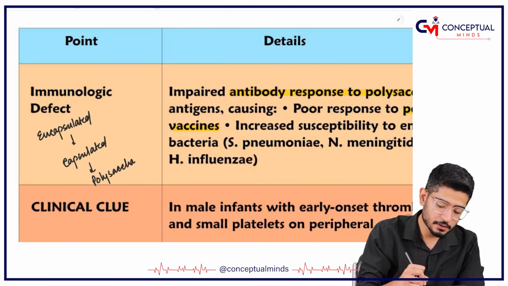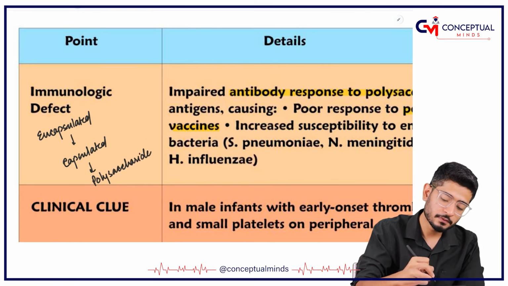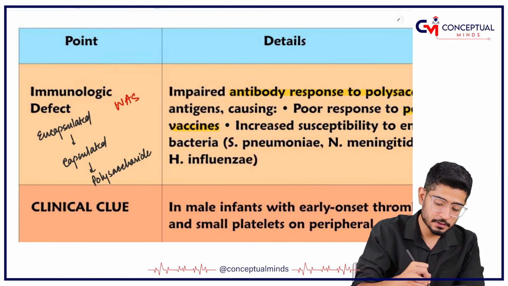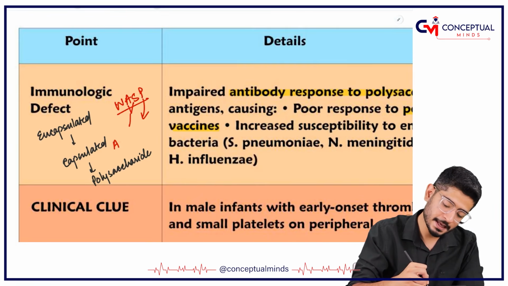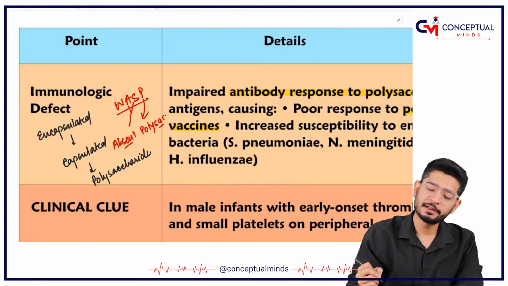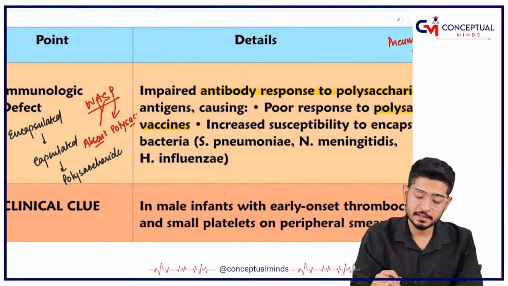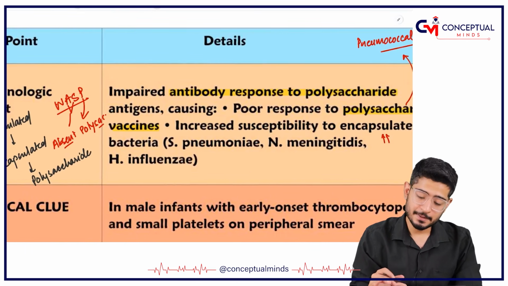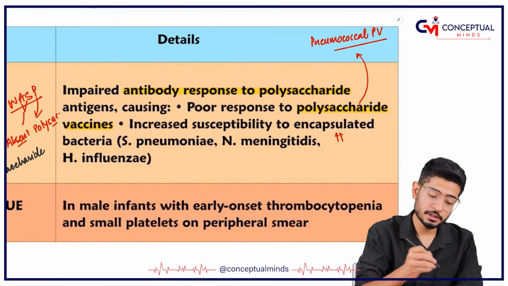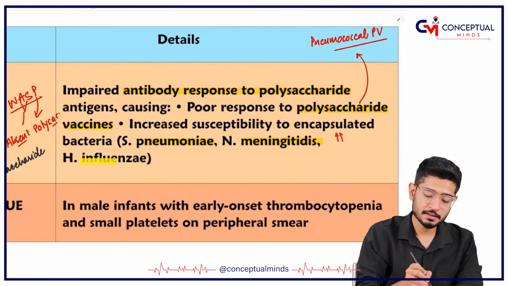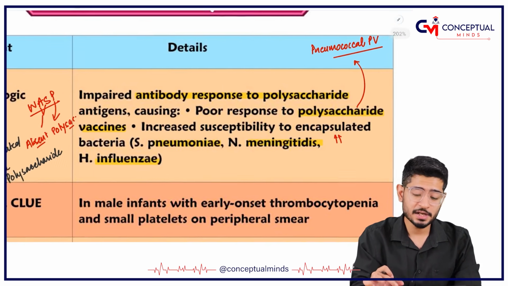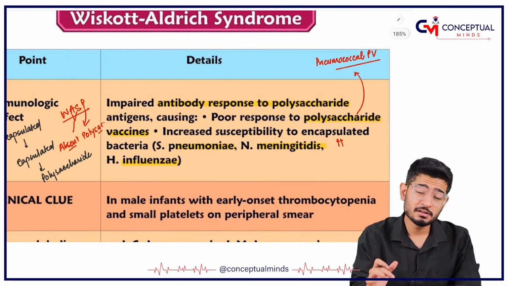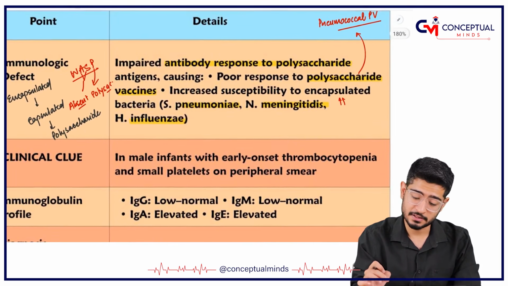But what happens in Wiskott-Aldrich syndrome? You remember Wiskott-Aldrich syndrome protein. So what is P? You can remember AS is absent, P for polysaccharide. So there are no antibodies formed against the polysaccharides, and that's why for encapsulated organisms like Streptococcus pneumoniae, Neisseria meningitidis, Haemophilus influenzae, we don't have any immunity against them. That's why the child has very high chances of recurrent bacterial infections.